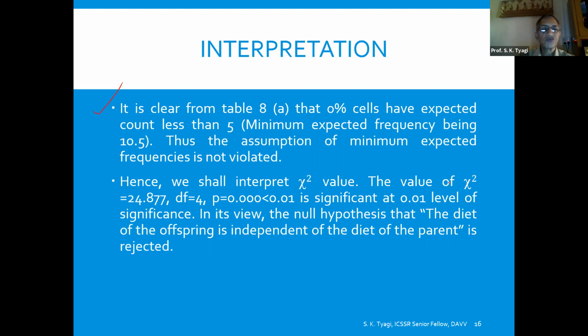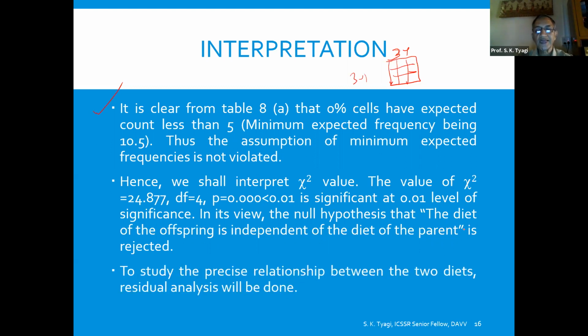The value of chi-square is 24.877. Degree of freedom is 4. Why 4? Because it is a 3 by 3 cross table. So 3 minus 1, 3 minus 1, 2 into 2, 4. Therefore, the null hypothesis that diet of offspring is independent of the diet of the parent is rejected.